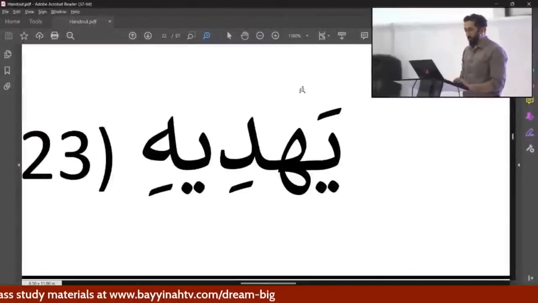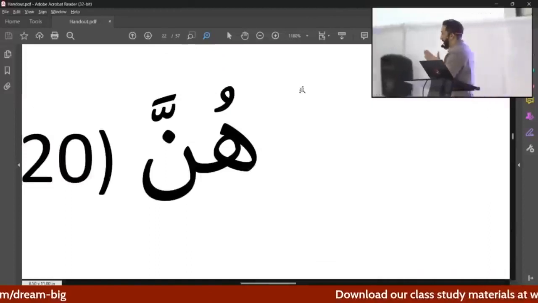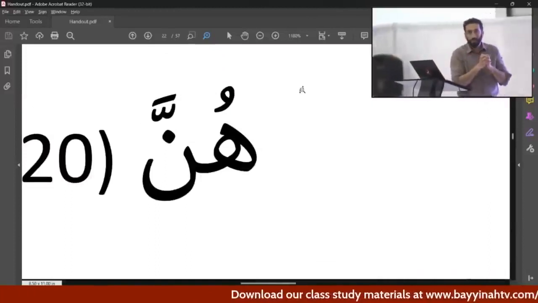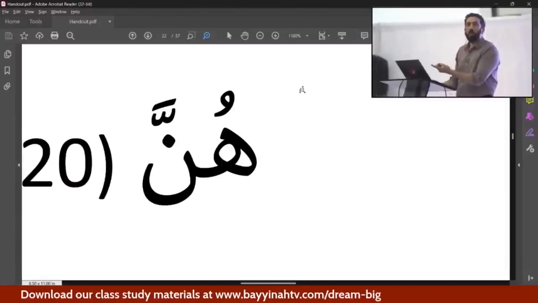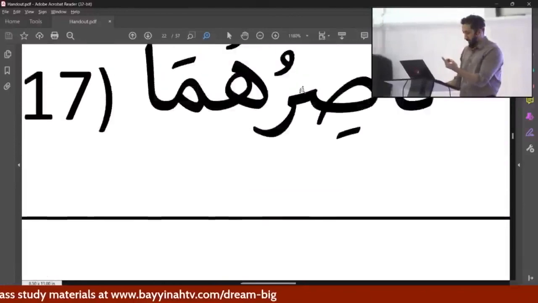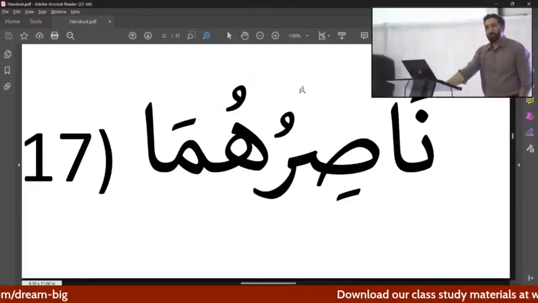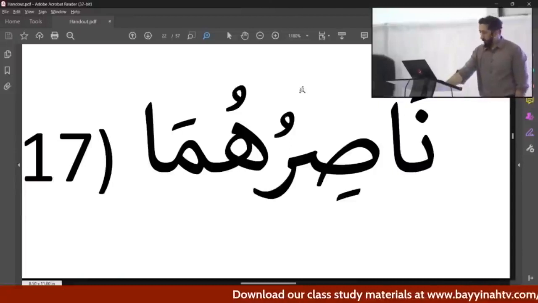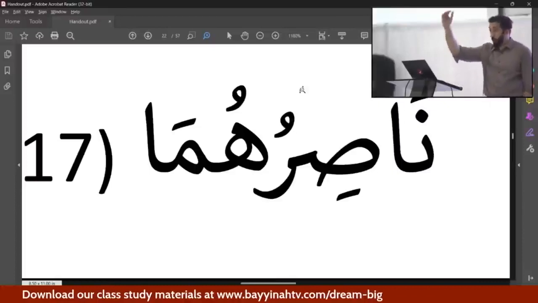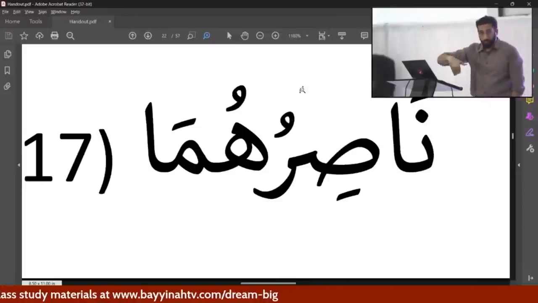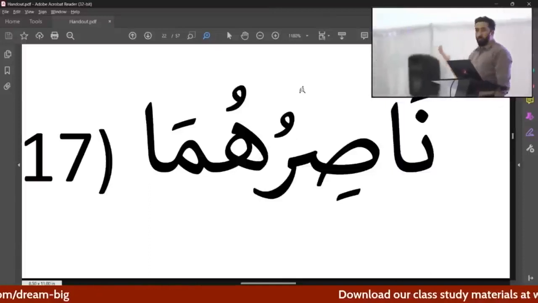Nope, they're not. As you shall soon see. Hunna. What does it mean? Let's finish this practice. Them ladies. Rafa, nasab or jar? Why? Independent. Nasiruhuma. Attached. Could be nasab or jar. What does it mean? Well, first questions first. Where does it come from? What does it mean? What is the status? What's the first question? Yeah, so what's the answer? Where does it come from?